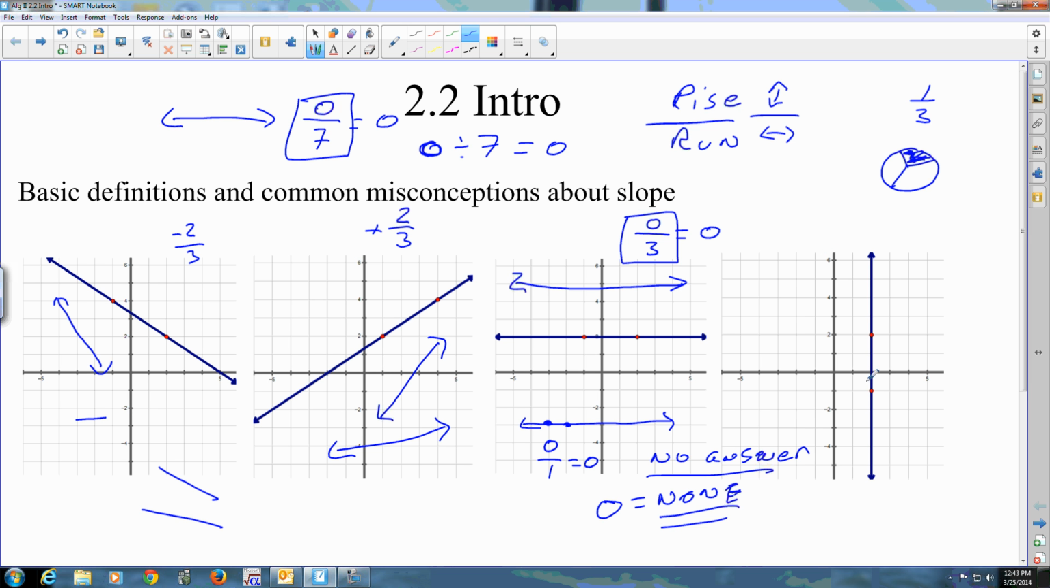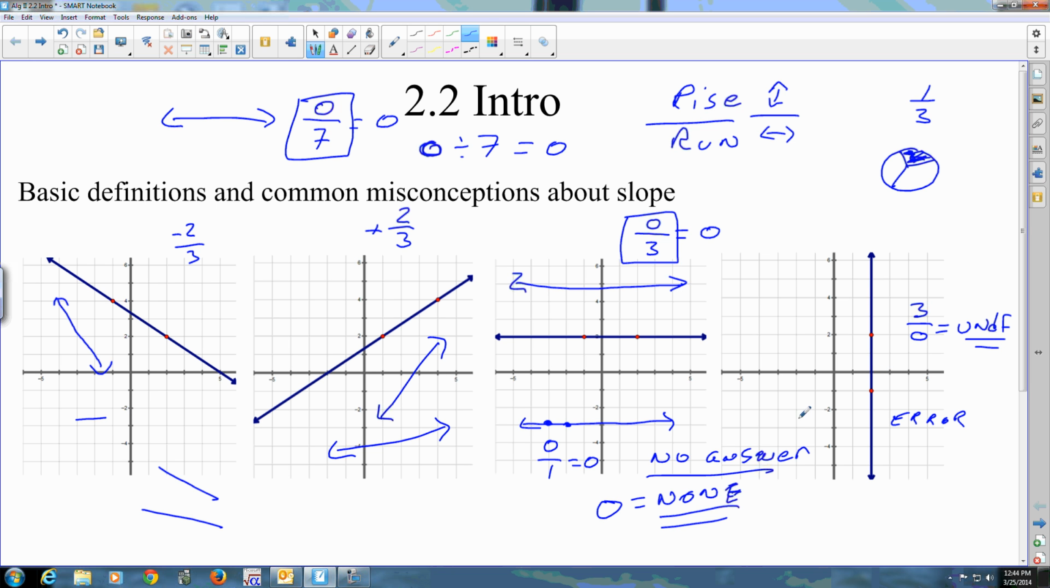Okay? Now this one, rise, how about 1, 2, 3? I'm rising 3, but what am I running? 0. Can you have 3 pieces of nothing? No, you can't. If you type this in your calculator, it's going to tell you error. Why? Because you can't divide by 0. This slope is undefined because you can't divide by 0.